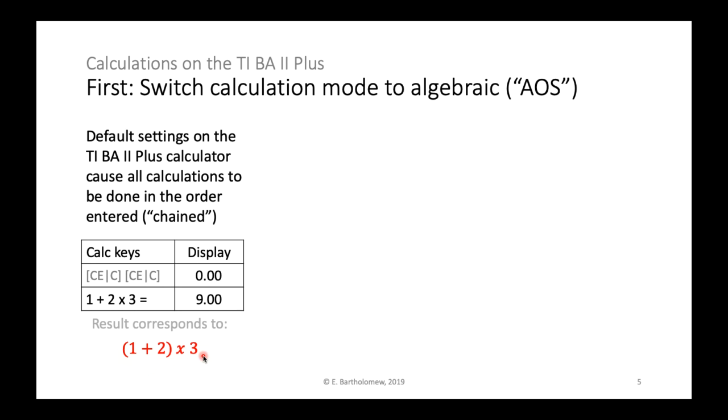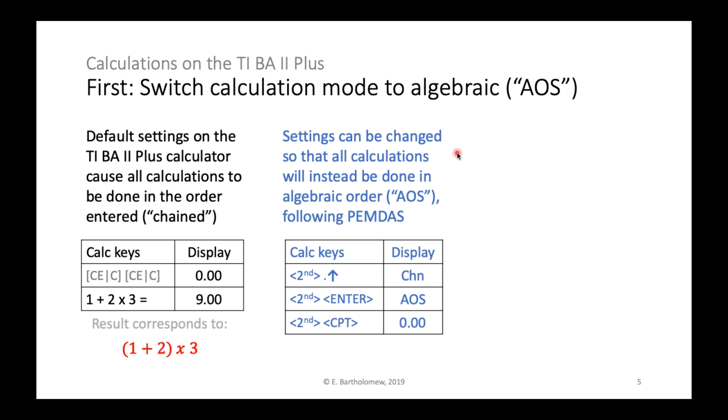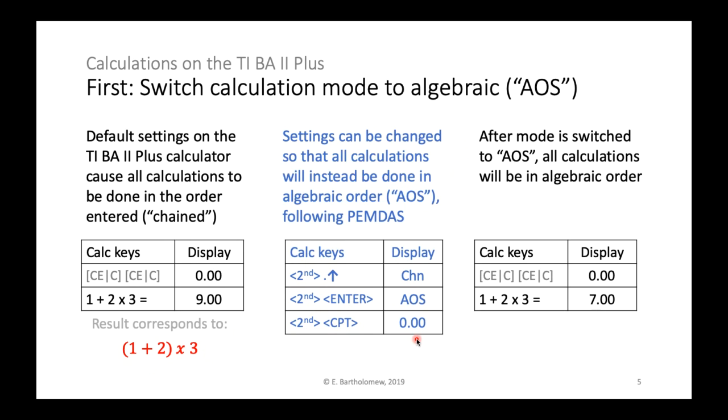So if we don't want that to happen, we need to change the mode to what's called algebraic order, or AOS, and that will follow PEMDAS. So to do that, you hit the second key and then the period and then the up arrow, and you will see chain displayed, and that means that it's currently in chain mode. If you then hit second and enter, that will toggle it to AOS. And then if you hit second and CPT, you'll be back out. You'll quit out of the settings mode. So then let's see if it worked. If we then do the same thing, clear memory, and we enter 1 plus 2 times 3, you should get 7.